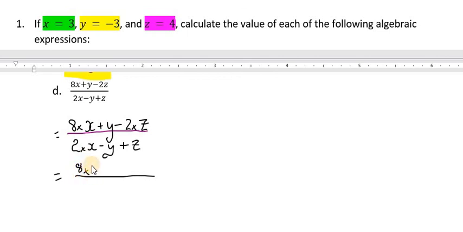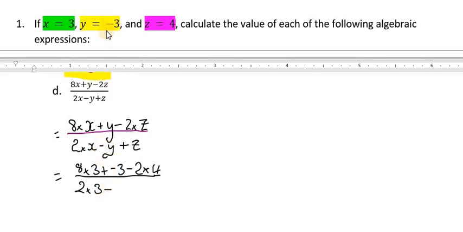So we're saying 8 times the x value, which is 3, plus the y value, which is negative 3, minus 2 times z, the value we have for z is 4. Then 2 times the value for x, which is 3, minus the value for y. So now let's go over this again. 2 times the x value, so it's 2 times 3, because x is 3. Then this is a minus the value of y. Now what's the value of y? Negative 3, which means we are subtracting negative 3.